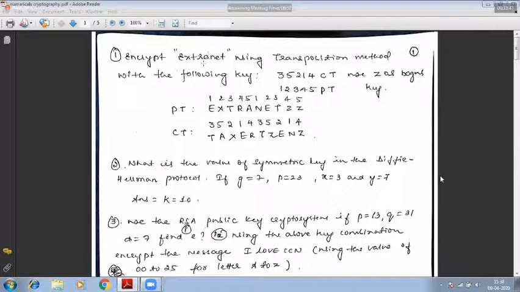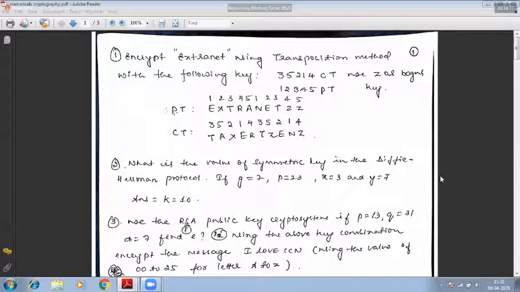So the data is extranet. You have to encrypt using the transposition method. He has given the key as 35214 for the cipher text, and for the plain text he has given the key as 12345, very common. And he is asking you to use Z as a bogus key. I hope you know what a bogus key refers to. Remember, we had used dot or dash in our transposition method while converting into a matrix. Same thing. He is asking you to use that.